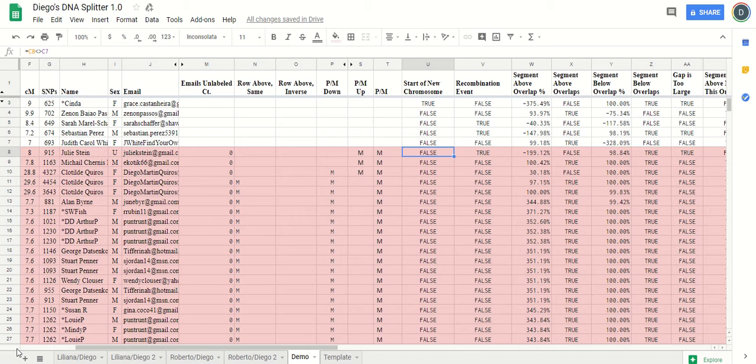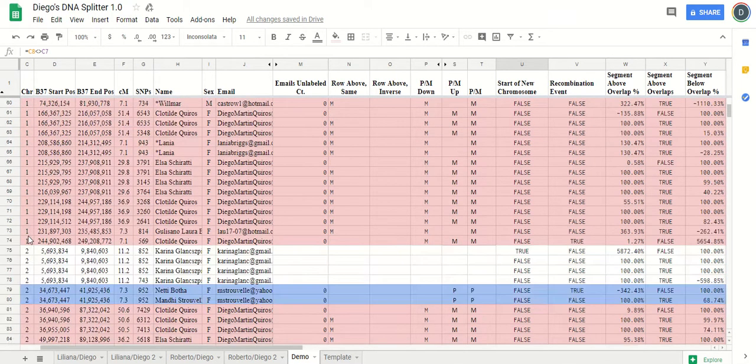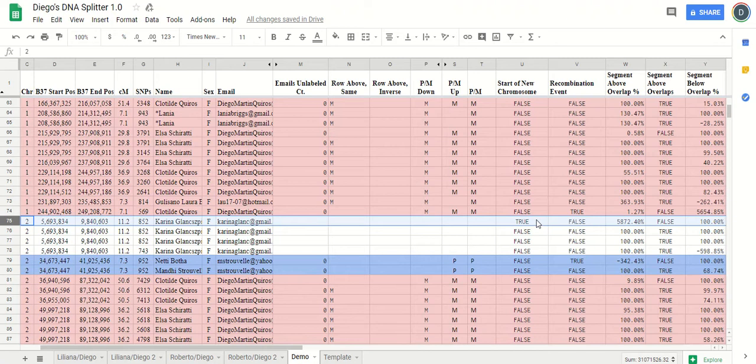Now for the next set of formulas. This one that says the start of the new chromosome, the job of this formula is to detect when the chromosome starts. And it's super simple. What it does is it looks at column C, which is the chromosome number, and it basically says, is the chromosome above different than the chromosome in this row? So if I scroll down to number 2 here, then you can see that the formula returns true because they are different. So very, very simple formula to determine where the chromosome starts.